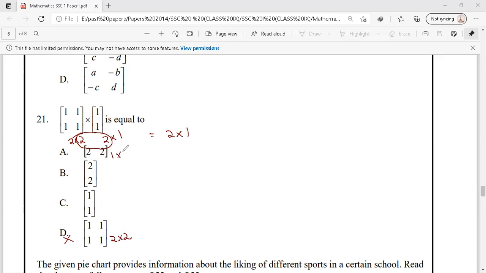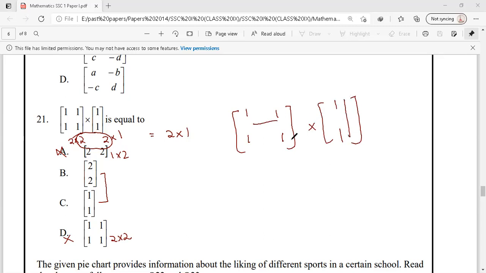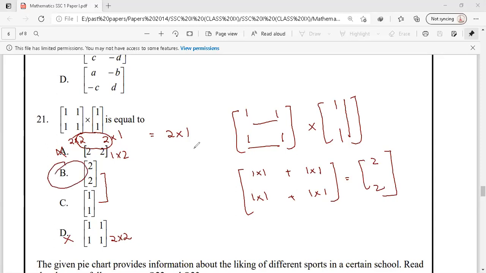It means this is the incorrect answer. This is 1 by 2, so this is also an incorrect answer. So we have to check whether option B or option C is the correct answer. Let's multiply these two matrices. This row will be multiplied by this column, 1 multiplied by 1 plus 1 multiplied by 1. Then the next row will be multiplied by the same column, 1 into 1 and 1 into 1. After simplification, we get 1 plus 1, 2 and 1 plus 1, 2. So the correct answer is option B.